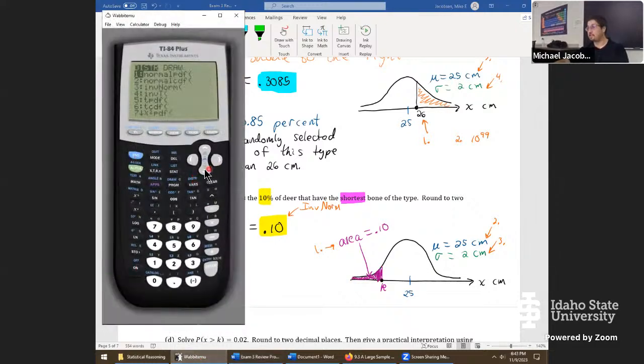We're back to second bars. Now inverse norm, you'll know you're in the right place because it's accepting that probability, which is an area, so 0.10. But it's not always 0.10 that goes in. It depends on the graph. Sometimes it might be 0.90 instead. But last two inputs are 25, 2 for mu and sigma respectively. And that's our value to 2 decimal places.